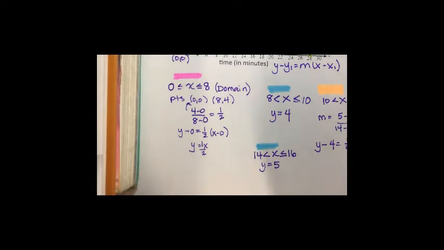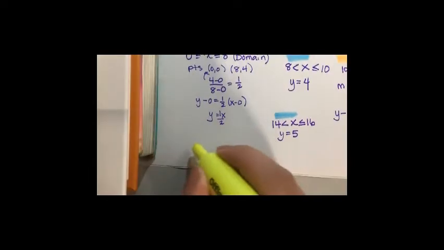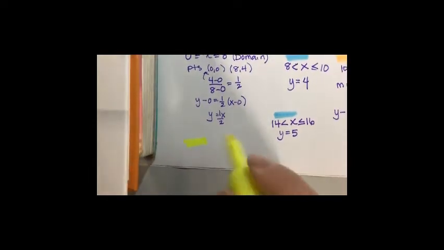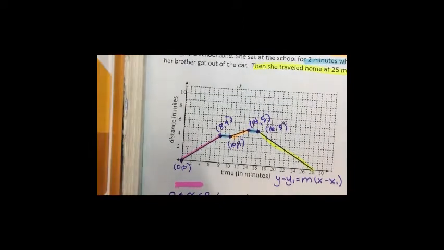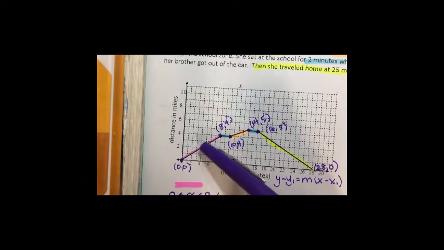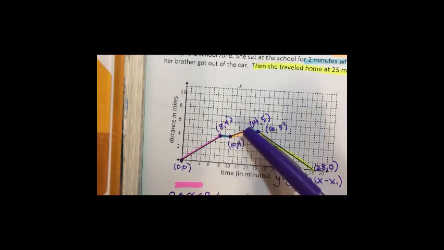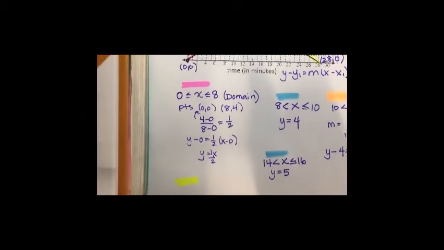My last line is yellow. She traveled home at 25 miles per hour. So we've got 2 points. I already labeled one, (16, 5), and then this one is (28, 0), because she's 0 away from home. And I hope you notice that here she's going positive slope, right? She's getting farther and farther away from home. Now she's getting closer and closer to home, so we should have a negative slope this time.